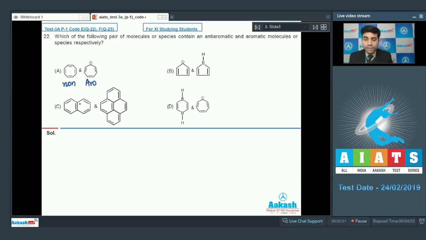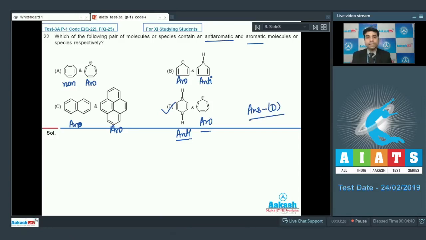If I talk about option B, the first species is aromatic. The second species is anti-aromatic. For option C, both the species given are aromatic. Now if I talk about the D option, the first species is anti-aromatic, the second is aromatic. So if I go through all the options, we can see the first should be anti-aromatic, the second species should be aromatic. So the correct answer for this question will be option D.